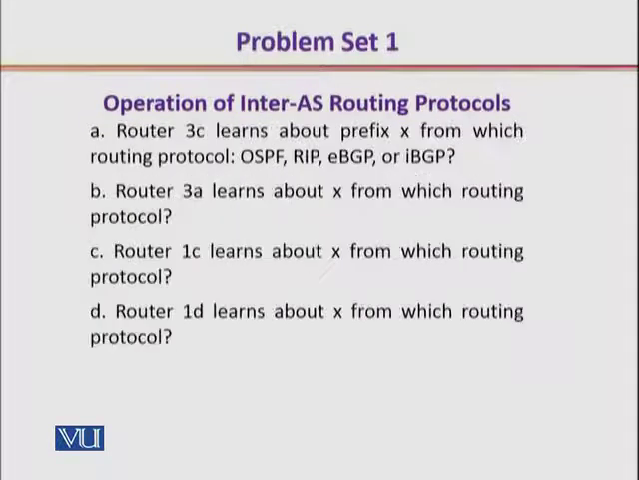as shown through a dotted line. Now, given this topology, it would be interesting to explore if router 3C learns about prefix X, which routing protocol does it exactly use? Does it use OSPF, RIP, EBGP, or IBGP? Router 3A learns about the same destination X from which routing protocol? Router 1C uses which protocol, and router 1D uses which protocol?